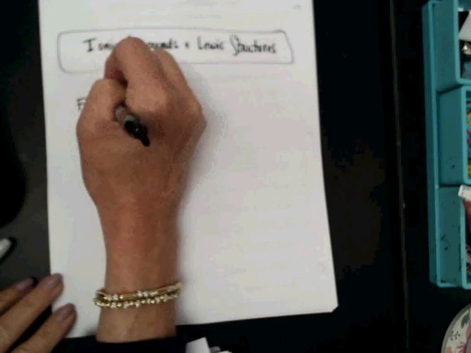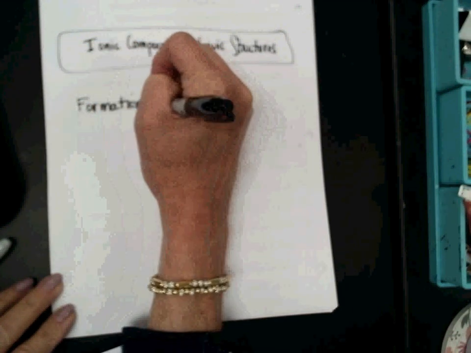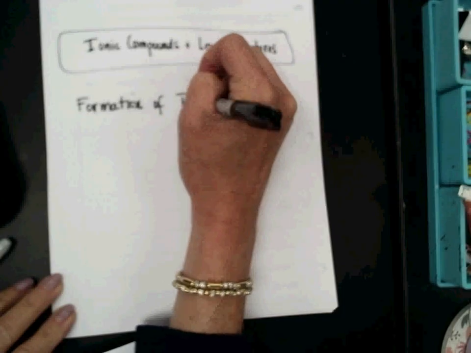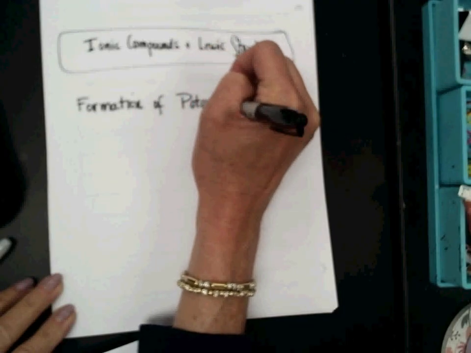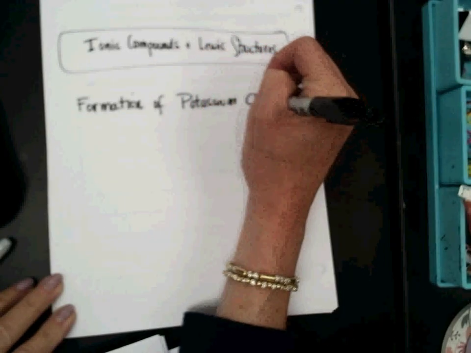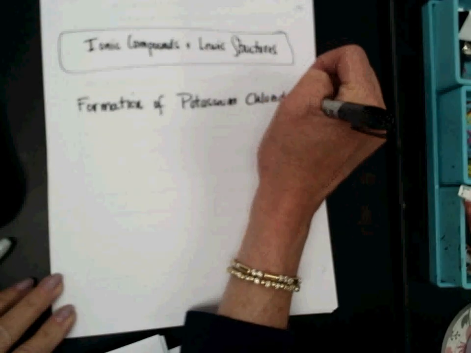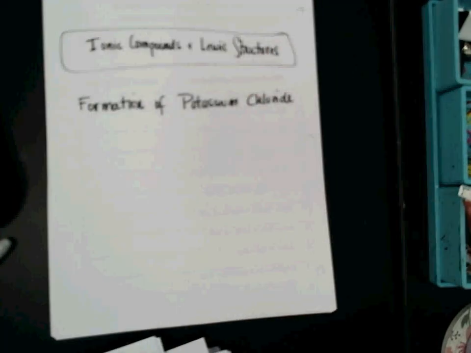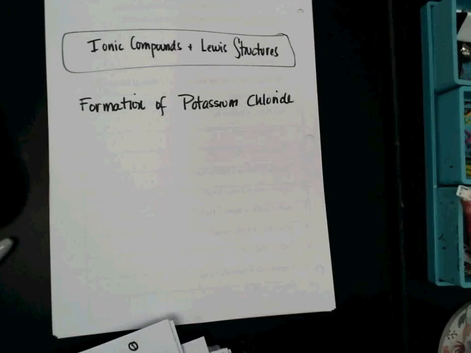So let's look at one for the formation of potassium chloride. The first thing I want you to do is give me the, why is that so dark? Give me the chemical formula for potassium chloride. Figure that out and write it down. Pretty easy one.